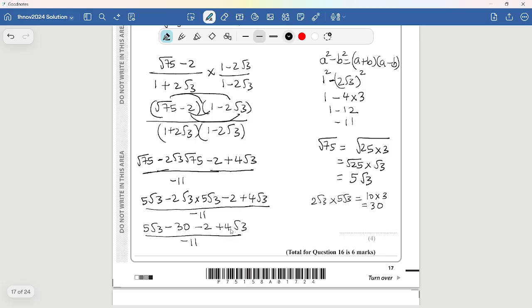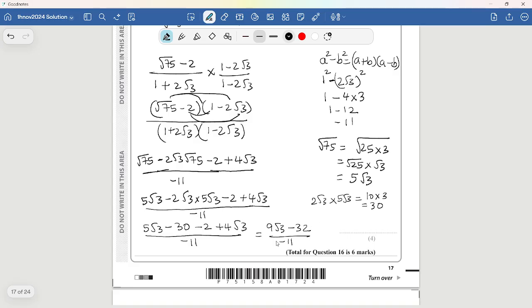5 root 3 and 4 root 3 can be taken as like terms, because they have got the same surd. So 5 plus 4 is 9. I can add them. This is 9 root 3. And negative 30, negative 2 is negative 32 over negative 11.